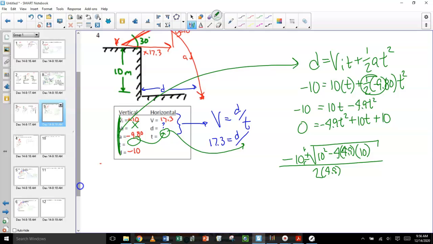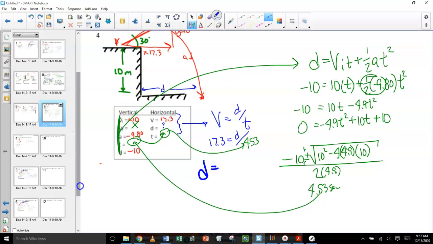And it turns out to be, let's see, 4.53 seconds. So this, 4.53 seconds. That's my time. I did all that to then find my time. This is 4.53. So I multiply that number by 17.3, and I get my displacement.